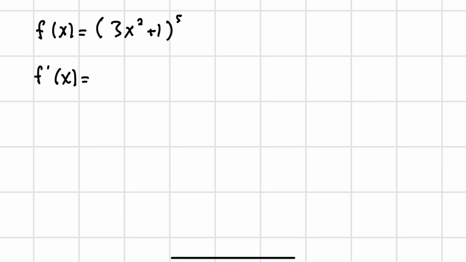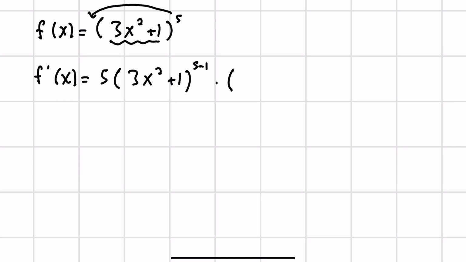In our next example, we have 3x squared plus 1 to the power of 5. So here we would have to apply the chain rule. So we'd have to bring down the 5. So we have 5 times 3x squared plus 1 to the power of 5 minus 1 times the derivative of the inner function. So the derivative of that will be 2 times 3 times x to the power of 2 minus 1, plus, and the derivative of 1 is simply 0.